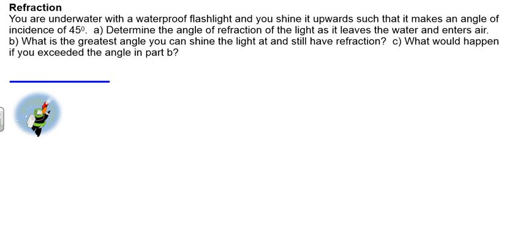So, you are underwater with a waterproof flashlight and you shine it upwards such that it makes an angle of incidence of 45 degrees. A: Determine the angle of refraction of the light as it leaves the water and enters air. B: What is the greatest angle you can shine the light at and still have refraction? And C: What would happen if you exceeded the angle in part B?